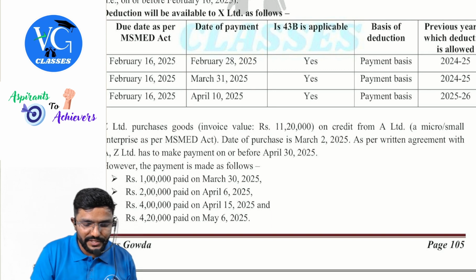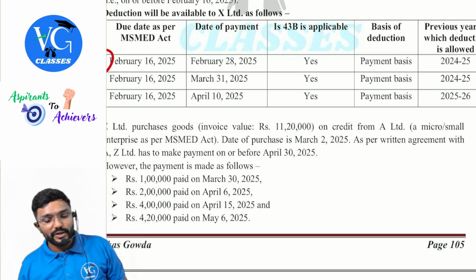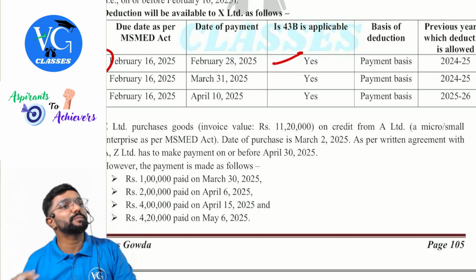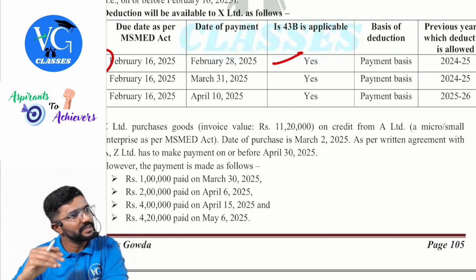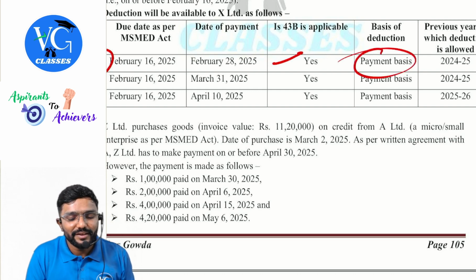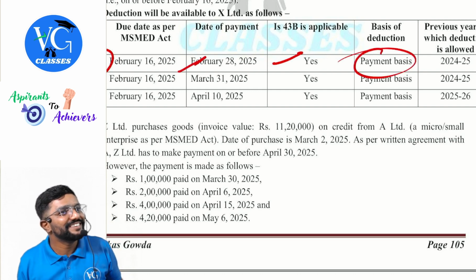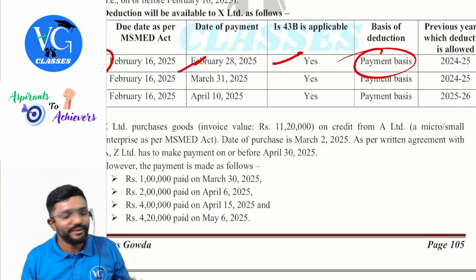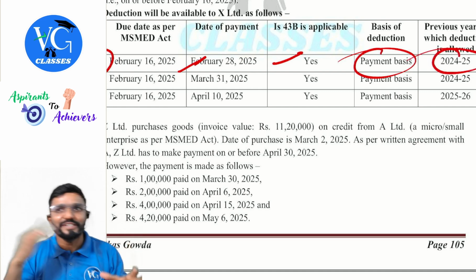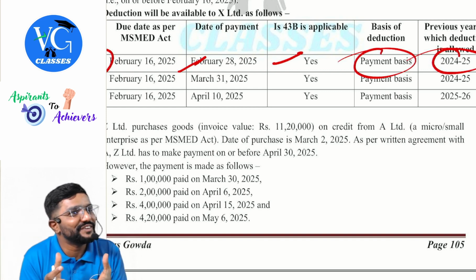So in the first case, payment is made on 28th February. Is Section 43B applicable? Yes, because payment is not made within 15 days. So deduction is allowed only on payment basis. Payment is made when? On February 28th, the same year. Allowed. In which previous year? 24-25. Because even though it is after the due date, payment is made within 31st March.